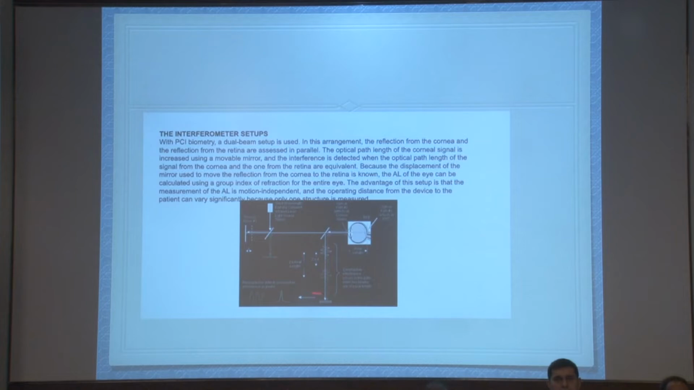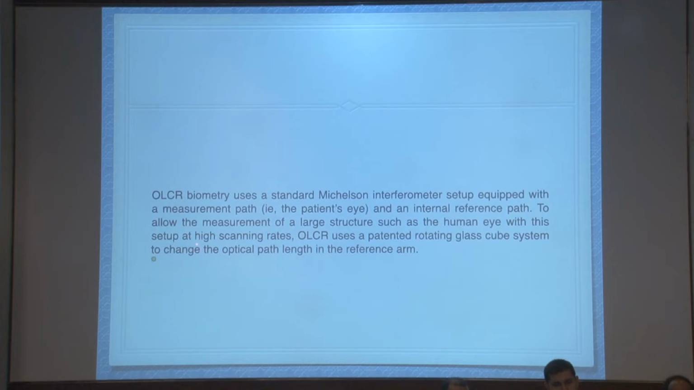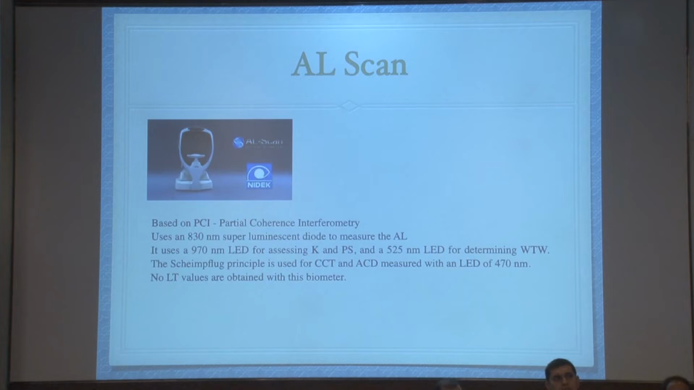So if we look at this, this is the setup of partial coherence interferometry. We all know that there is a light source which gets split by this mirror here, and this light, when combined returning back from the eye, gives the measurement by this principle. Whereas OLCR uses a proprietary glass cube system which is more accurate. So that's how we get all the measurements which are optically driven.